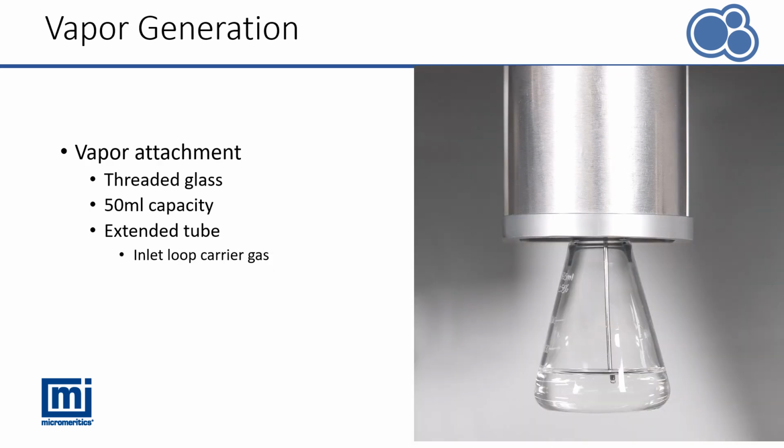The vapor source for the generator can easily be removed to change or replace vapors. The threaded glass makes reattachment quick and can be filled up to 50 milliliters, which typically lasts for weeks, but can vary depending on usage and the vapor pressure of the liquid. There is a stainless steel tube that can be seen in this picture, and it extends into the flask, which is where the inlet loop gas is introduced. This loop gas assists in carrying the vapors to the reflux zone and throughout the system. The metal region located above the flask is part of the reflux zone.